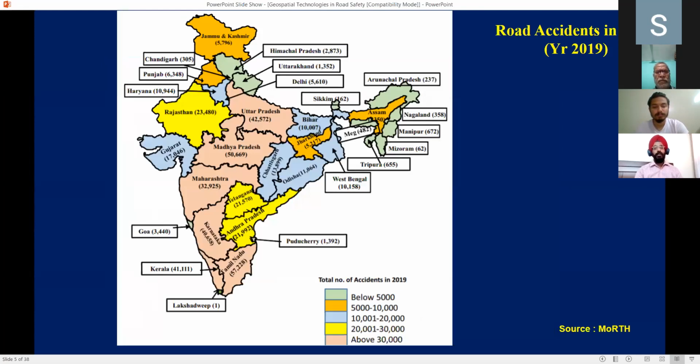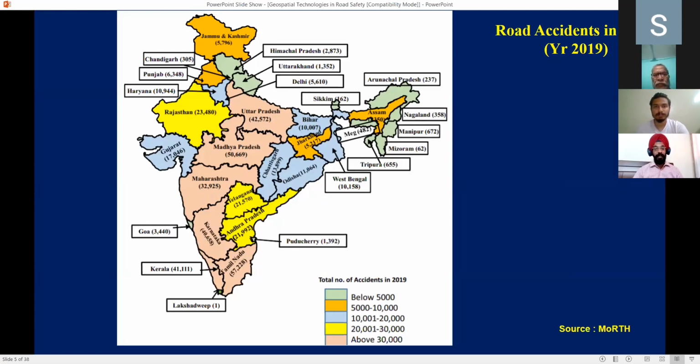You can see these are the road accidents in India for the year 2019, and the source is MoRTH. You must have seen this photograph a number of times, but you can see the number of road accidents below 500, and if we go for greater than 30,000, Uttar Pradesh is 42,000, Madhya Pradesh 50,000, Maharashtra 32,000. So you can see the number of states where accidents are more than even 30,000.